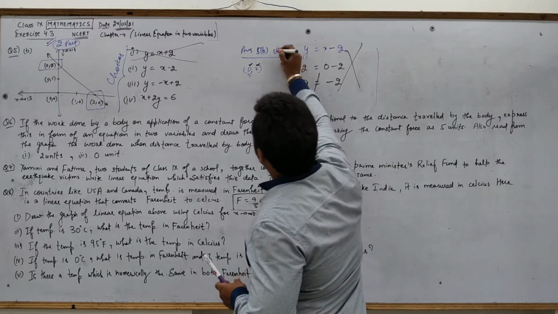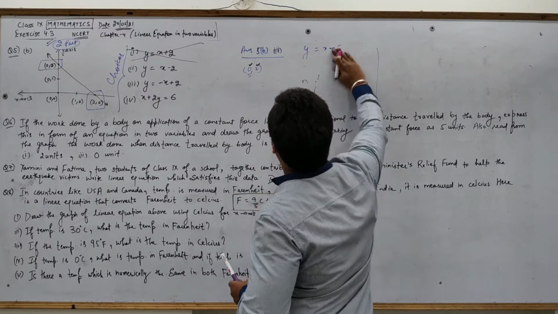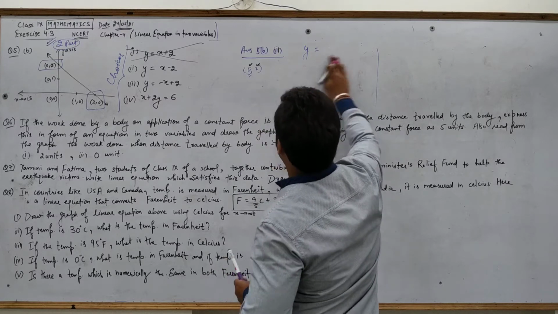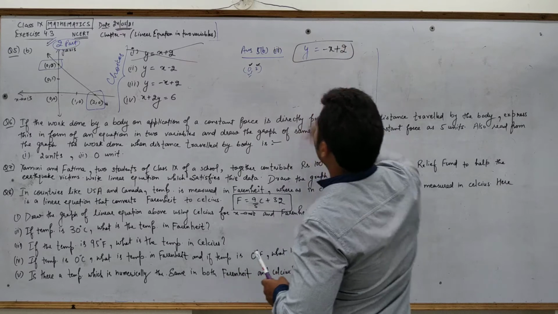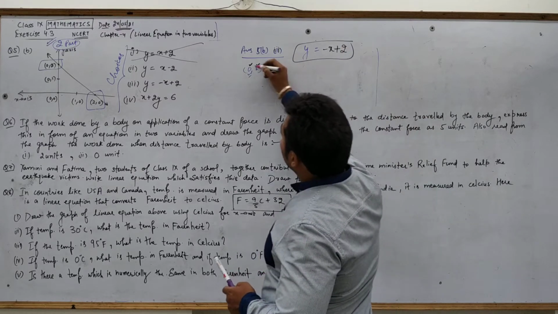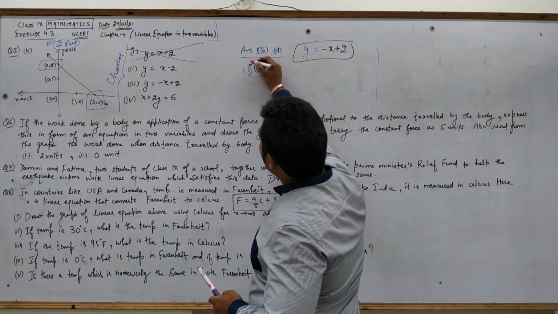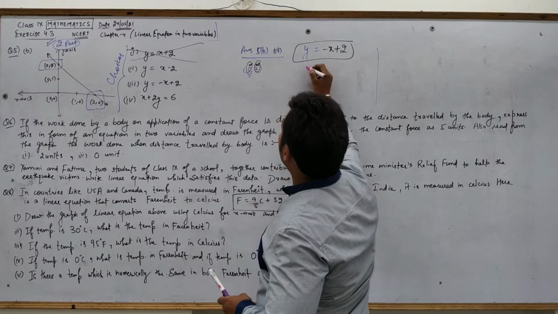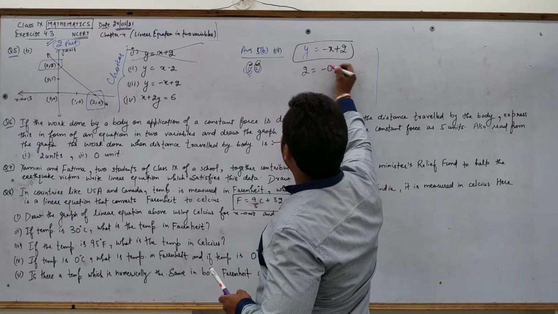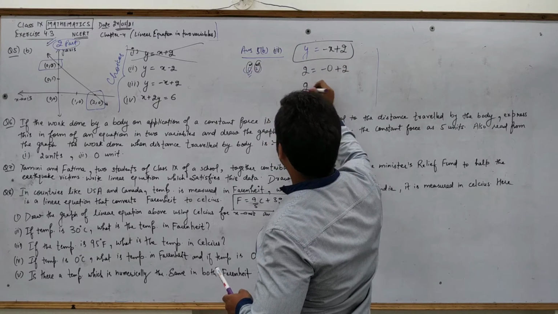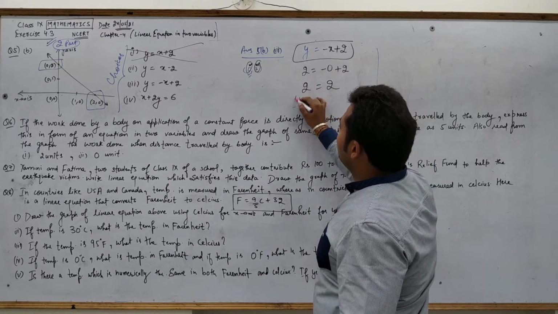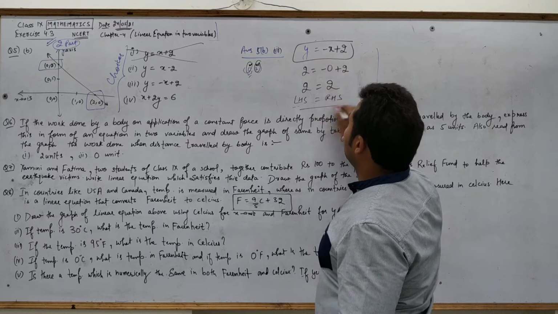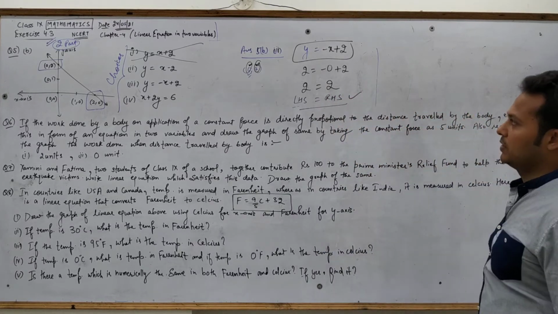Now let us take the third choice. Our third choice is y equals to minus x plus 2. Put y equals to 2 and x equals to 0. So 2 equals to 2, that is LHS equals to RHS. This is satisfying this equation.